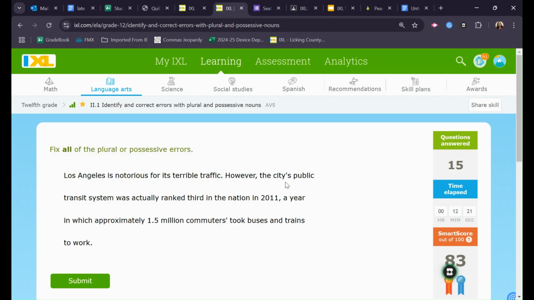Okay, we've got cities, one city, right? City's public transit system, so that's looking good. Singular apostrophe S.